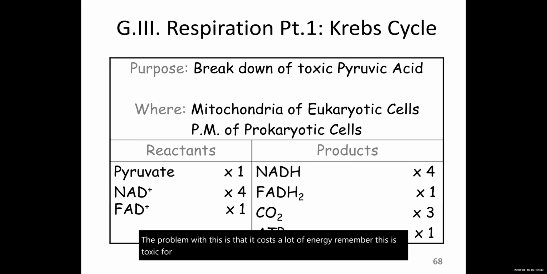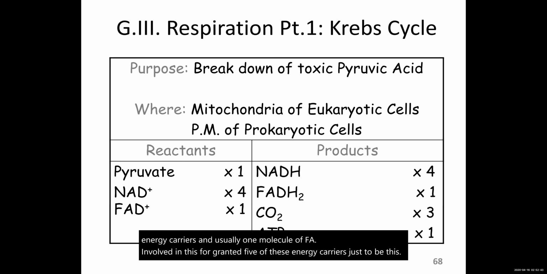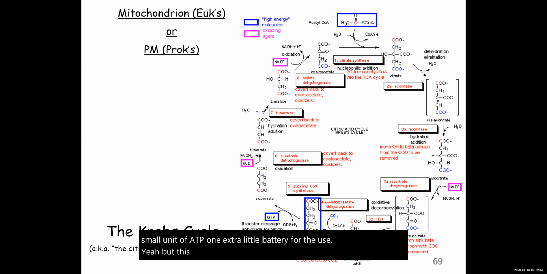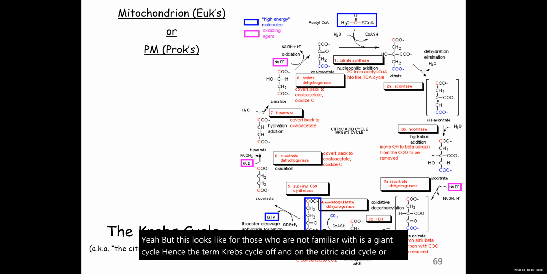So we're going to use 4 molecules of NAD, 4 of those energy carriers, and usually 1 molecule of FAD involved in this, for a grand total of 5 of these energy carriers just to do this. Then what you'll see in the products is that ultimately pyruvate completely disappears. And even on the side, we managed to make 1 small unit of ATP, 1 extra little battery for the use. Now, what this looks like, for those of you who are not familiar with, is a giant cycle, hence the term Krebs cycle, also known as the citric acid cycle or the tricarboxylic acid cycle. They all mean the same thing.